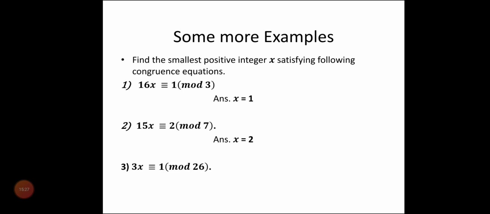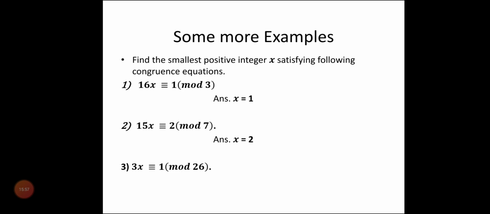Now the third equation is 3x congruent to 1 modulo 26. See, in the earlier two examples the values were 3 and 7, comparatively smaller values, and so in those examples you can just go on putting x is equal to 1, x is equal to 2, and so on. But now as the number increases, it won't be possible, correct? So we need some other method. So what is the method?